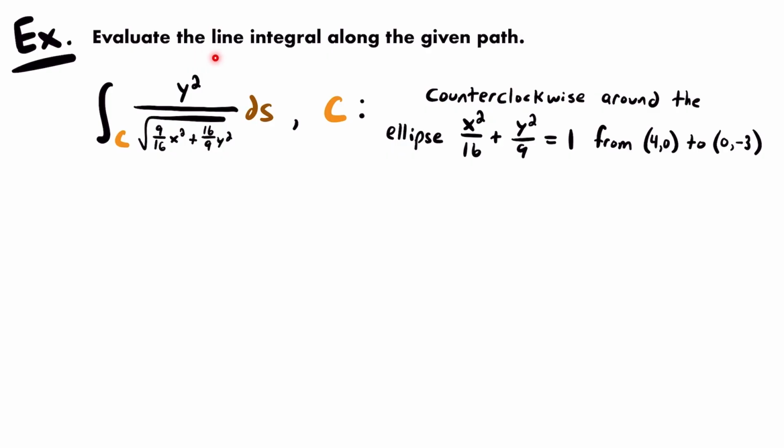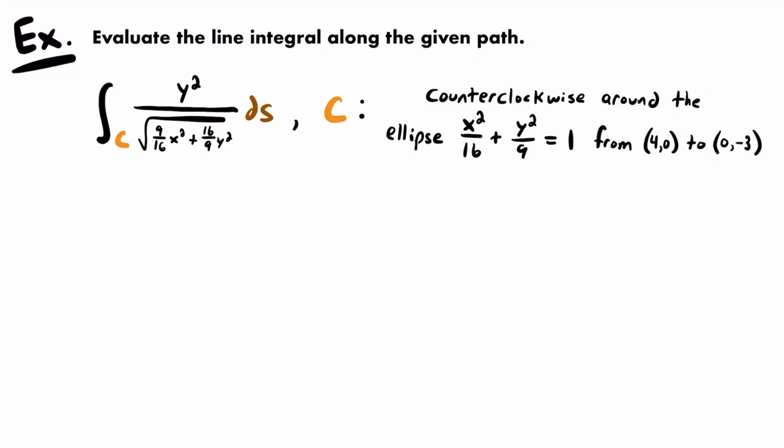Here we want to evaluate the line integral along the given path, and we have the integral over C of y squared divided by the square root of 9/16 times x squared plus 16/9 times y squared, all times ds. And the path C is counterclockwise around the ellipse represented by this equation, x squared divided by 16 plus y squared divided by 9 is equal to 1, from the point (4, 0) to the point (0, -3).